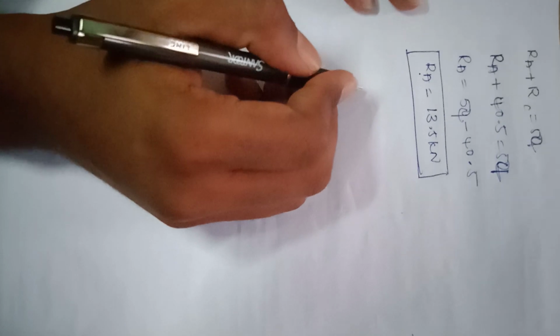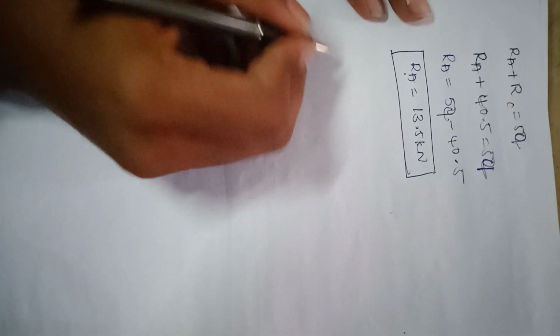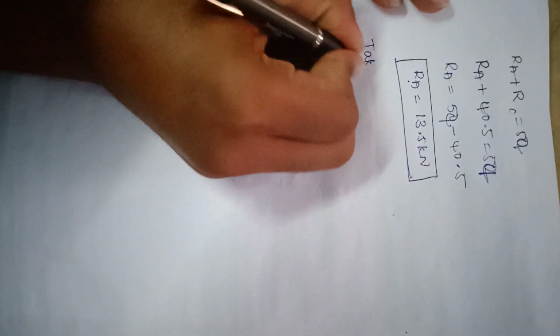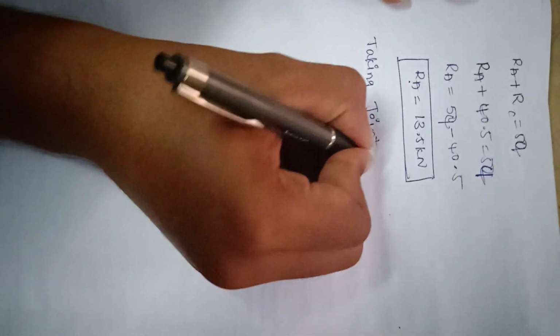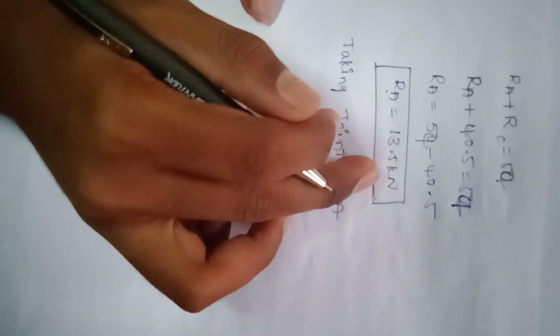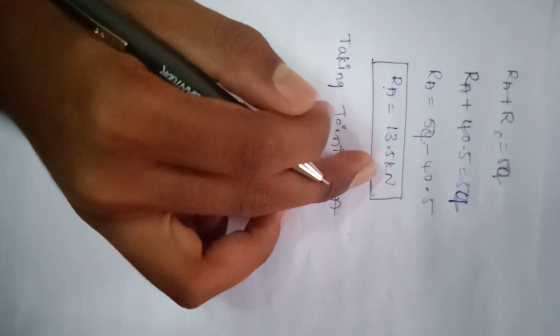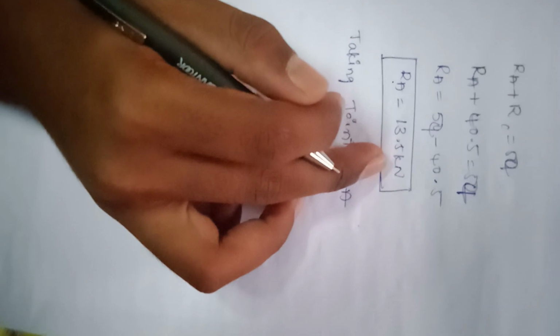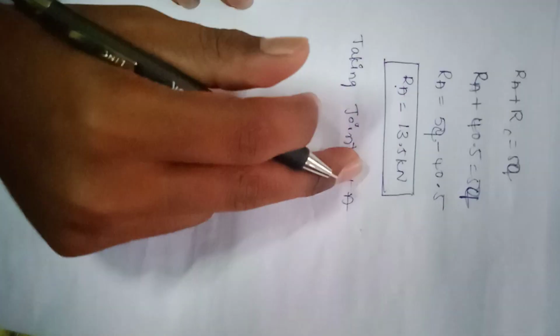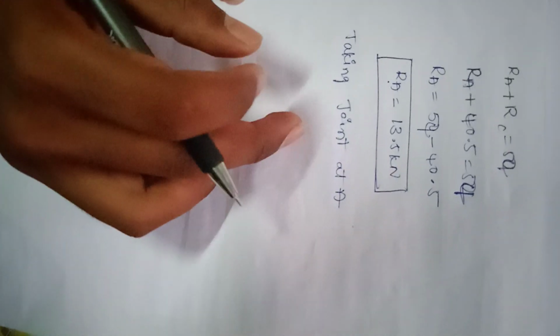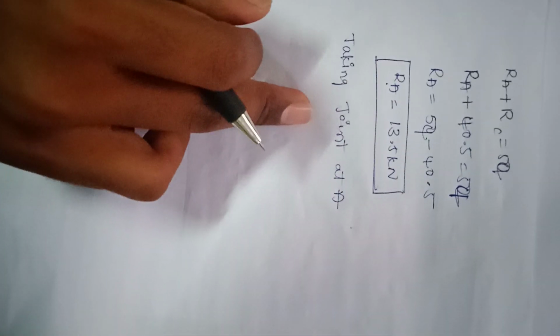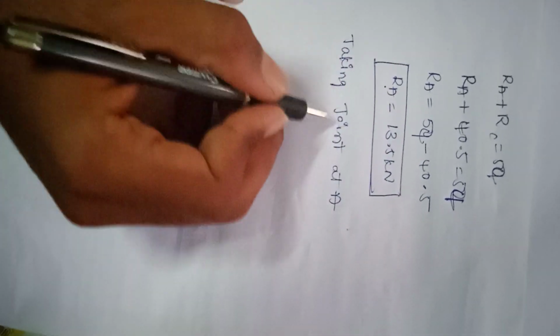Now go for the method, that is taking joint at A. Up to this it is similar to all the methods to find out the reactions and moments, whereas from here we need to change how the problem is going on. Okay, the process will be changed from here. Let us consider the joint at A.